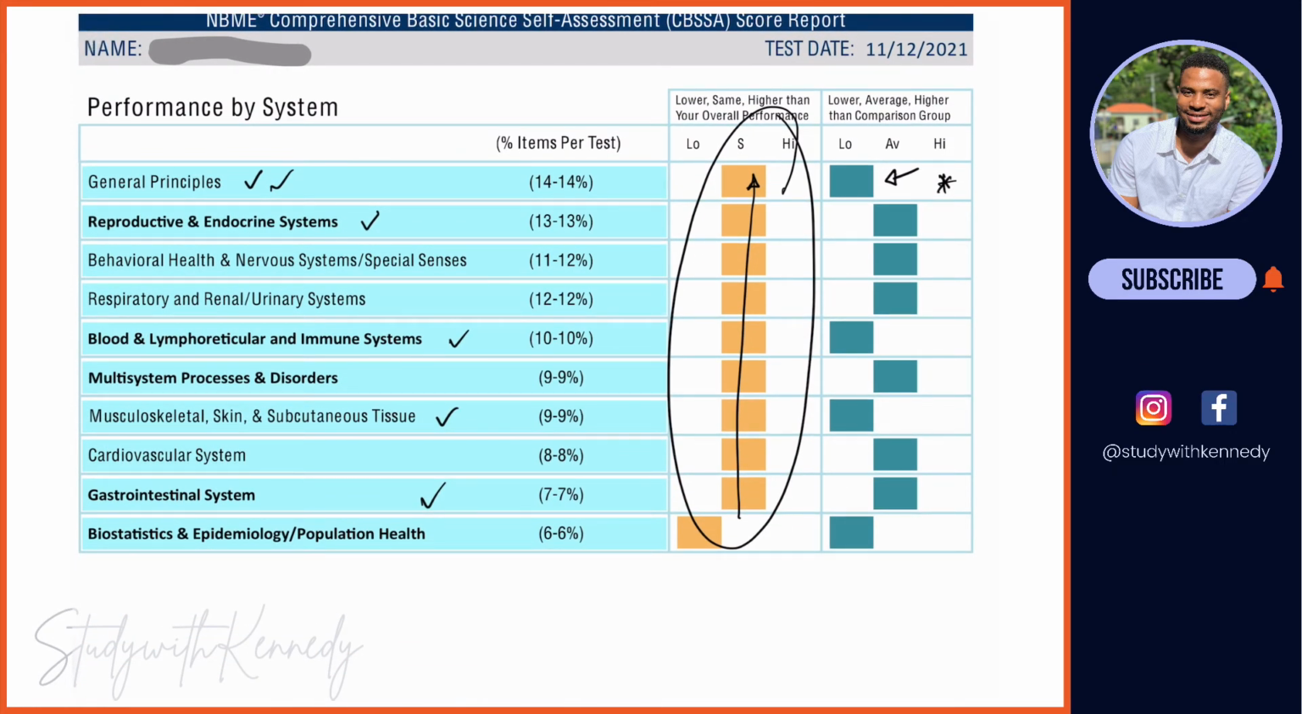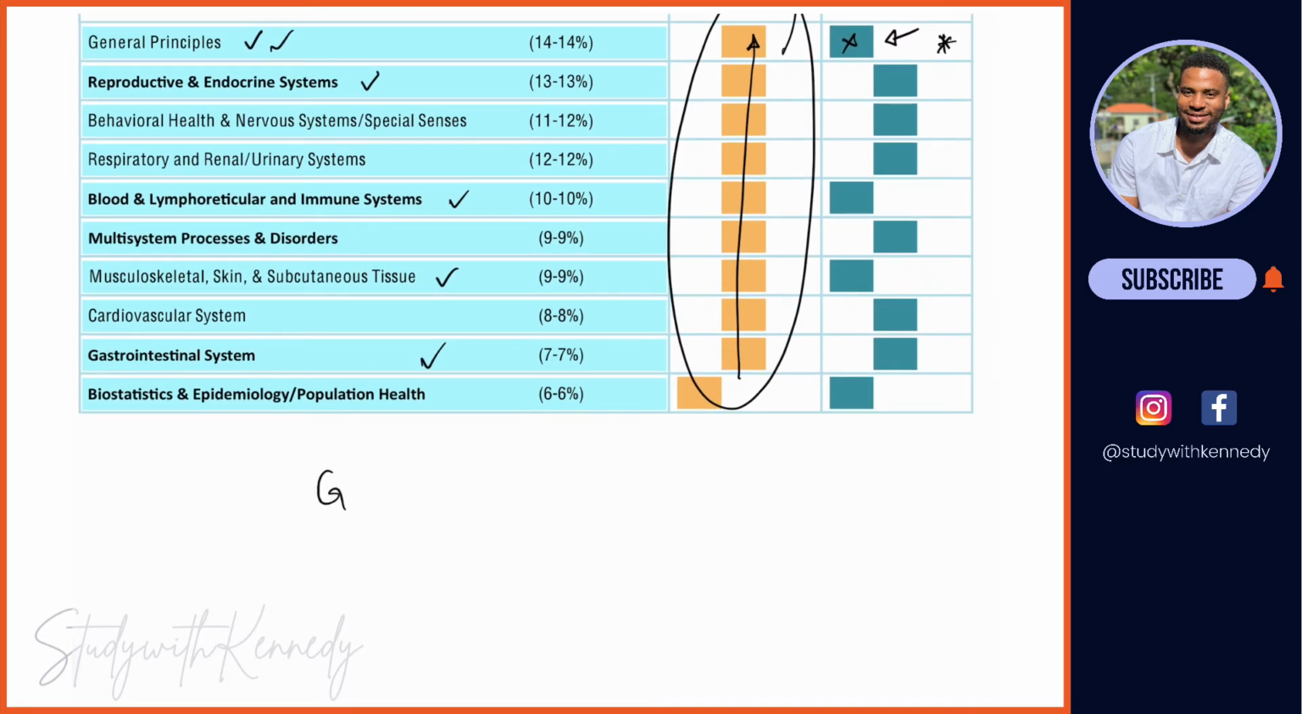In fact, if your general principle is weak, you can manage to pass like she did. The problem is if you don't work on it, Step 2 CK is going to be also difficult for you because it's going to take you longer to catch up with a lot of things. So general principles, she needs to work on her general principles. This was my student, but if this was your result, you would need to work on general principles.